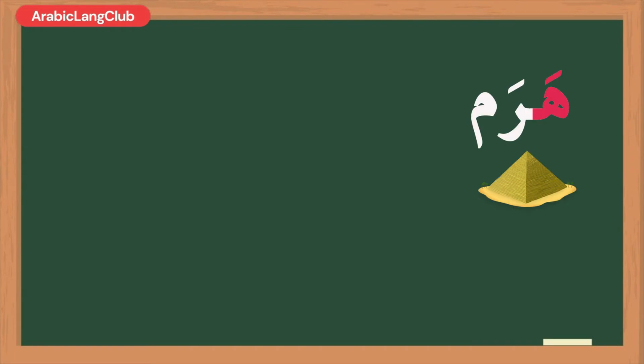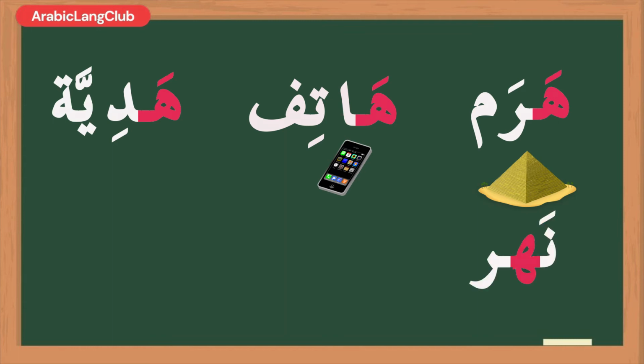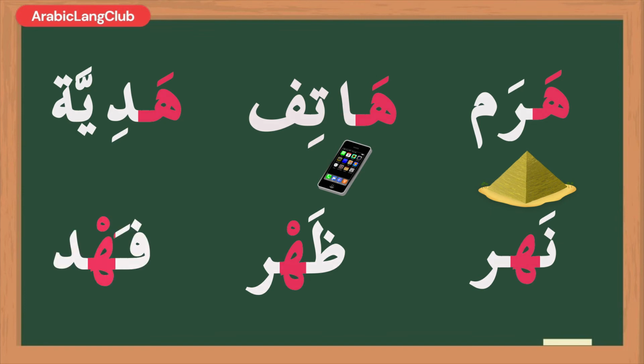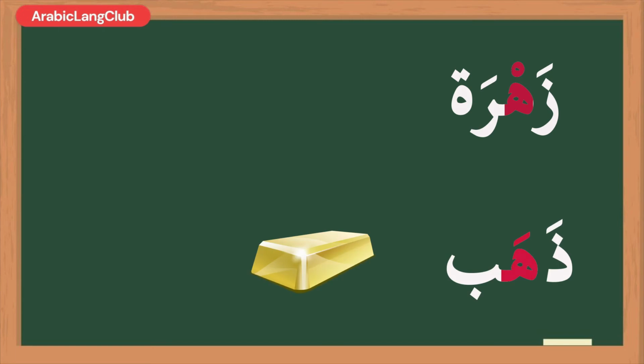هرم، هاتف، هدية. In the middle: نهر، ظهر، فهد، زهرة، ذهب. Also za and dhal cannot be joined.